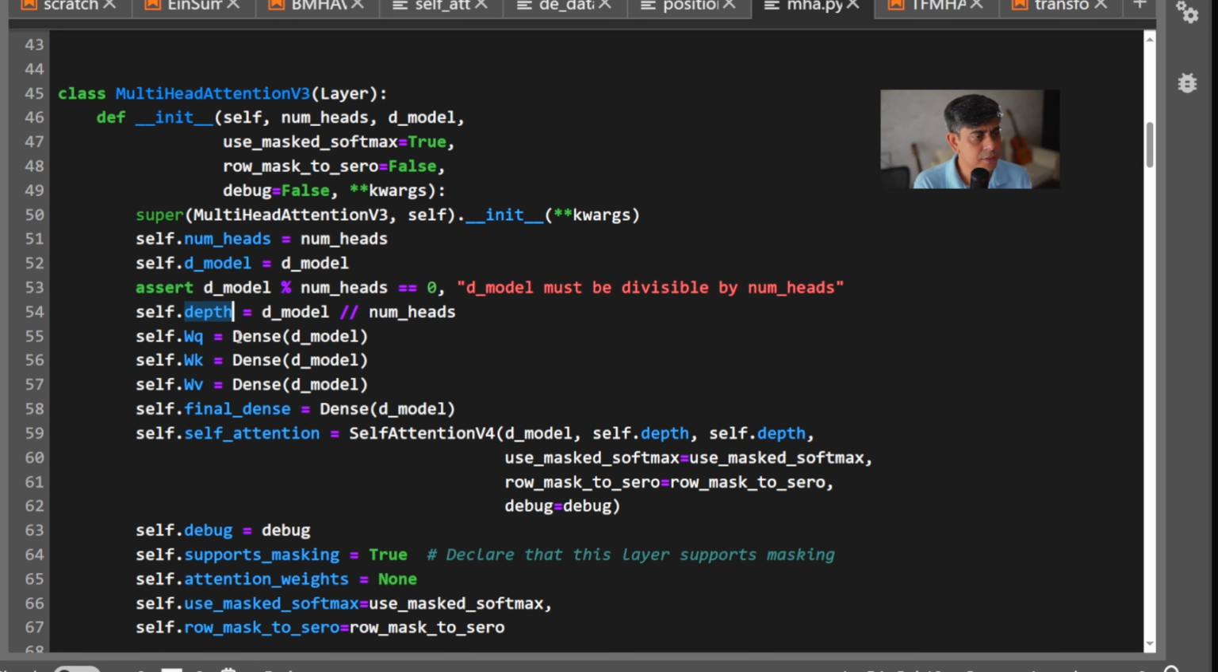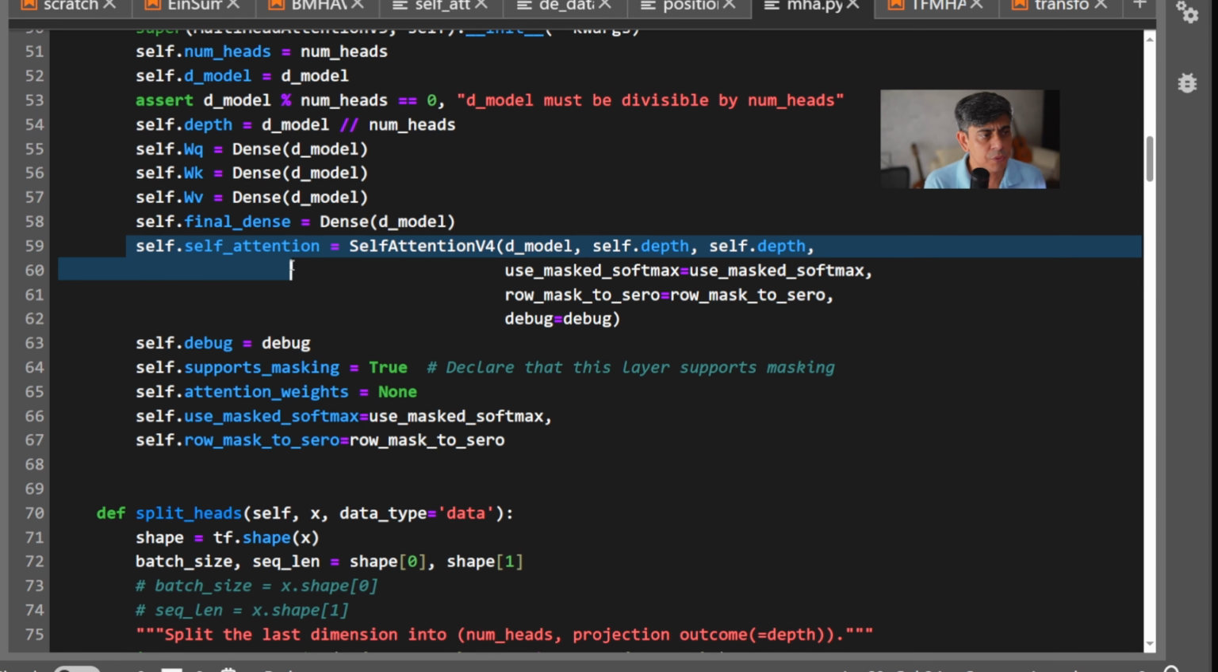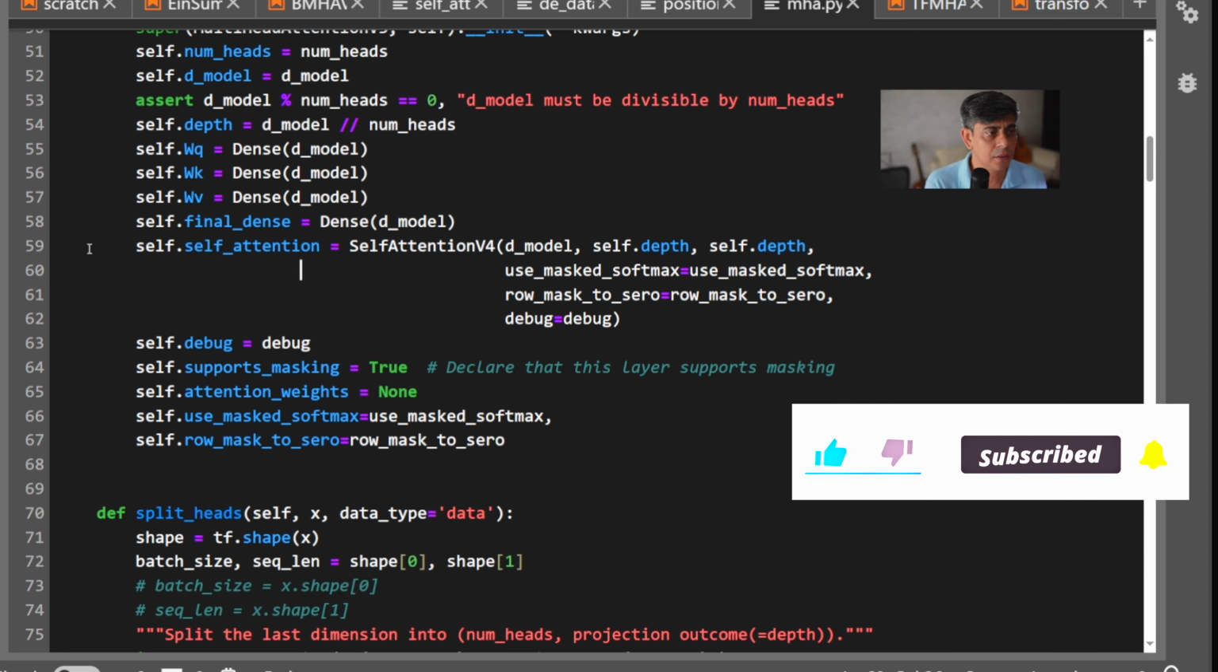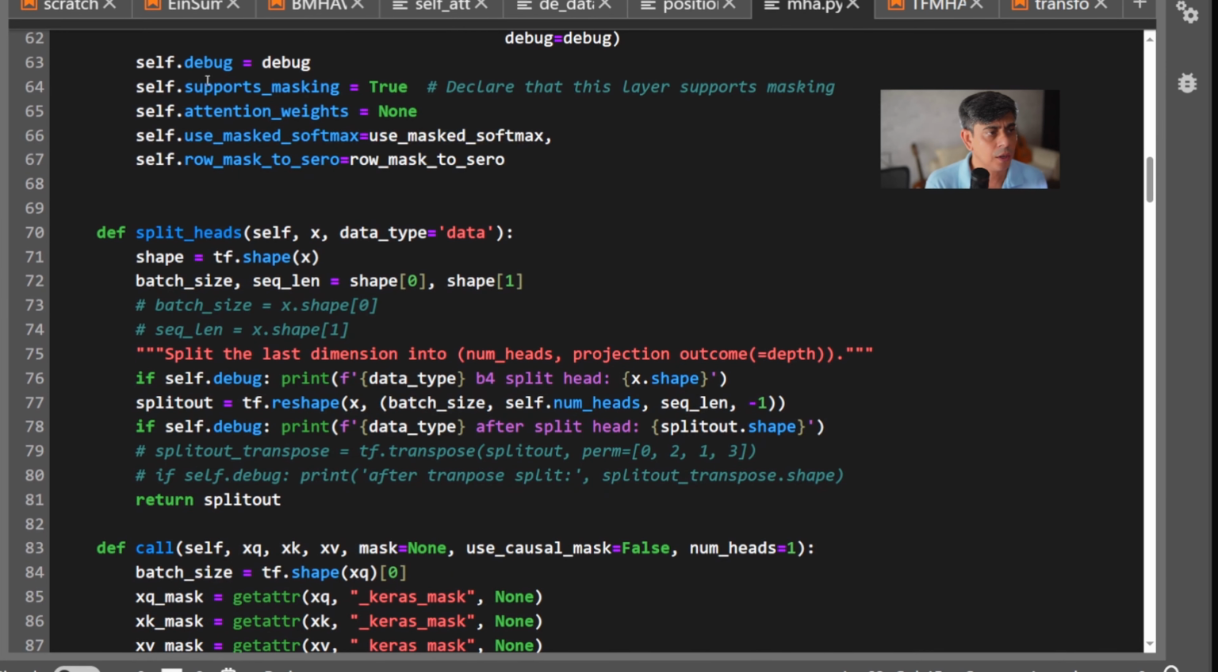Then we have this dense layer as before. You are utilizing the self-attention which we have built before. This is where we are initializing the self-attention layer, right? And then we move on. All this we had explained, what each of them does, the mask and row mask, all those are done. We are going to the split head.